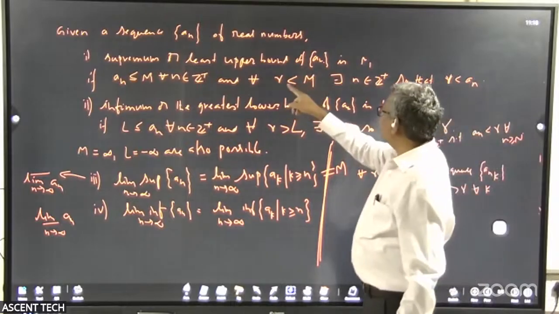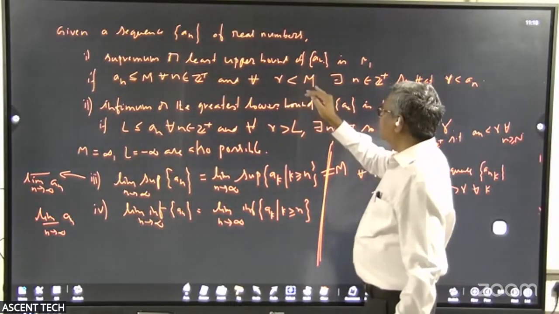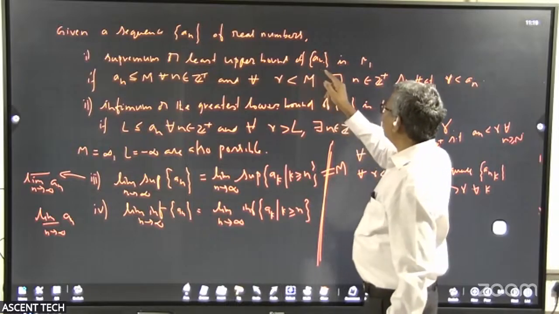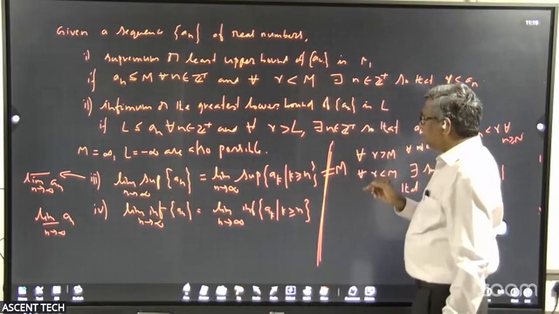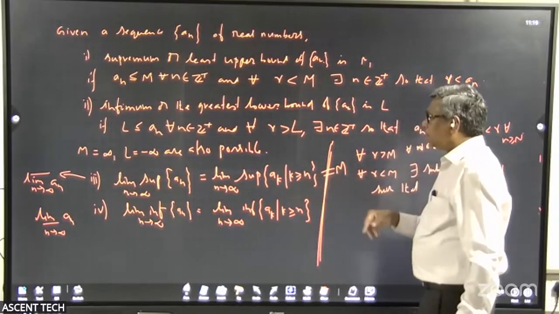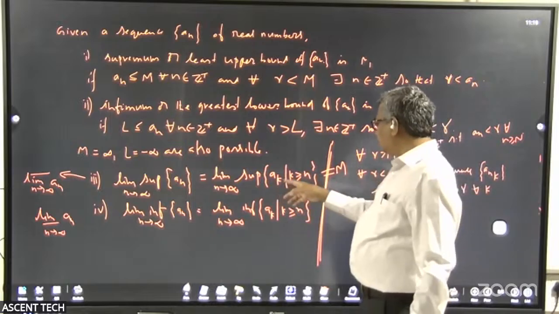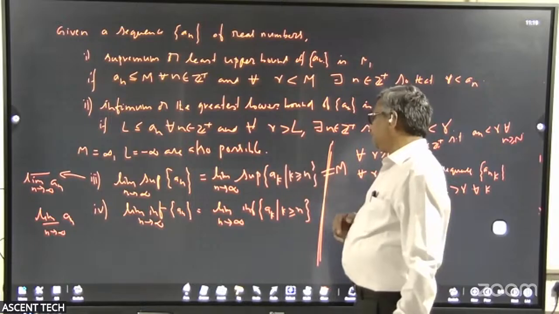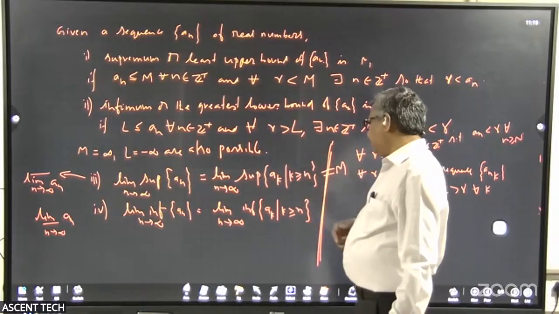Anything smaller than that, some of them will cross that. That is the least upper bound, which is what I call the supremum. Limits means you look at subsequential limits and their supremum. You calculate the supremum on the first few and then take the limit as n tends to infinity.